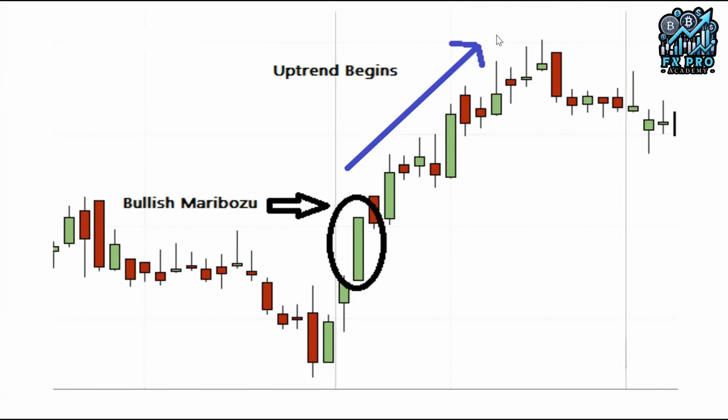And as expected, it continues to rise until it hits this level here. But once you spot this long red candlestick, you know a drop is coming. And this follows a typical pattern. From here, it continues downwards.